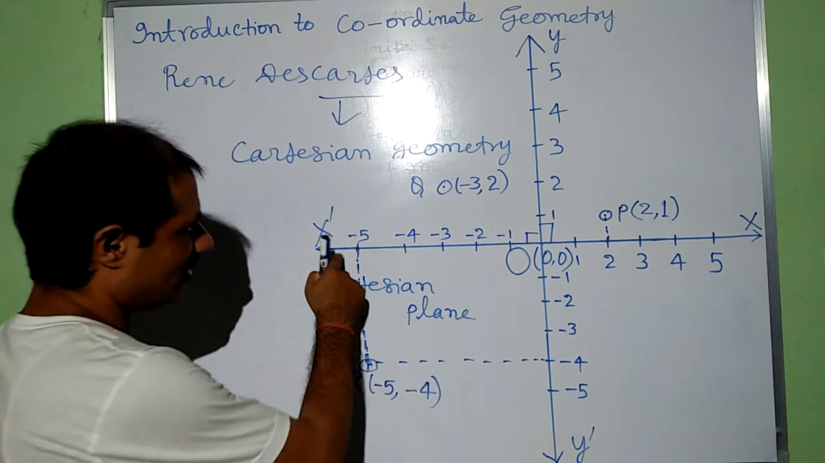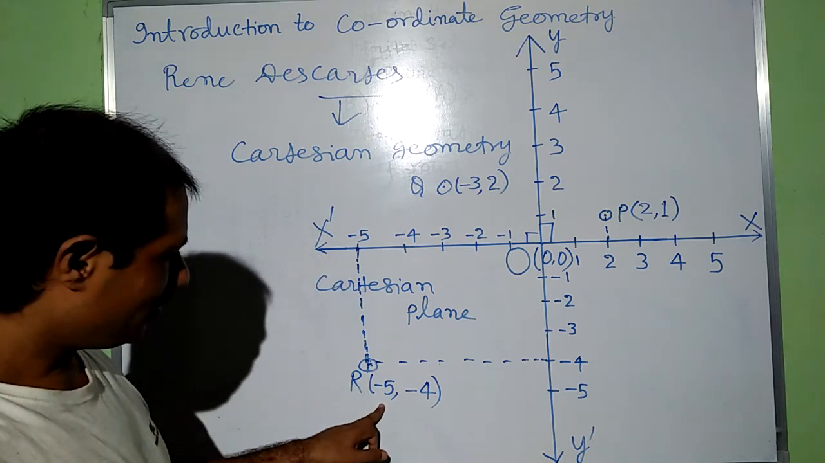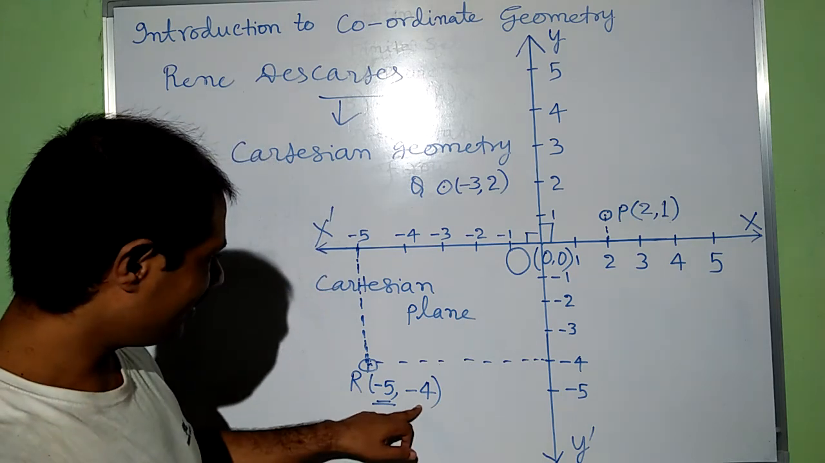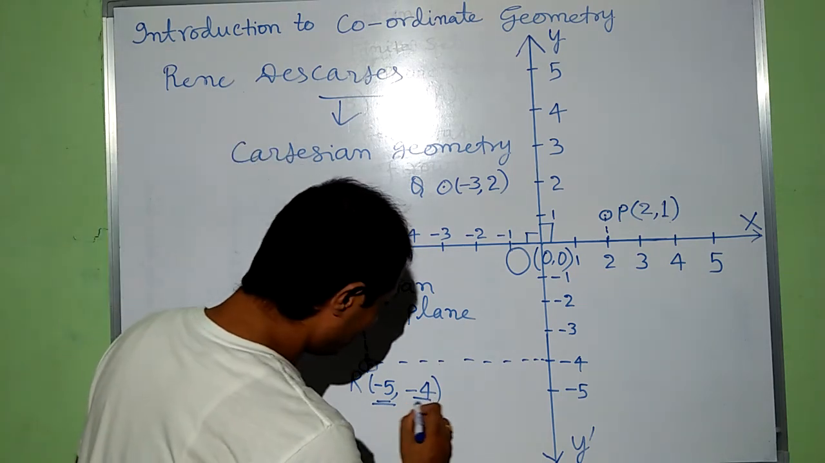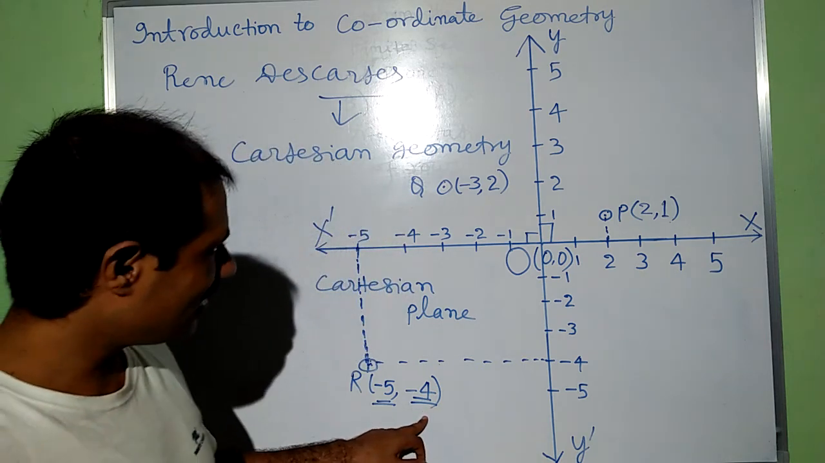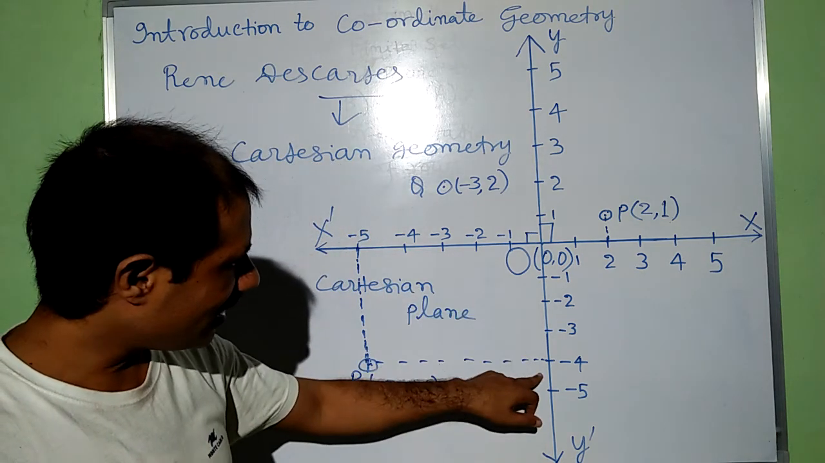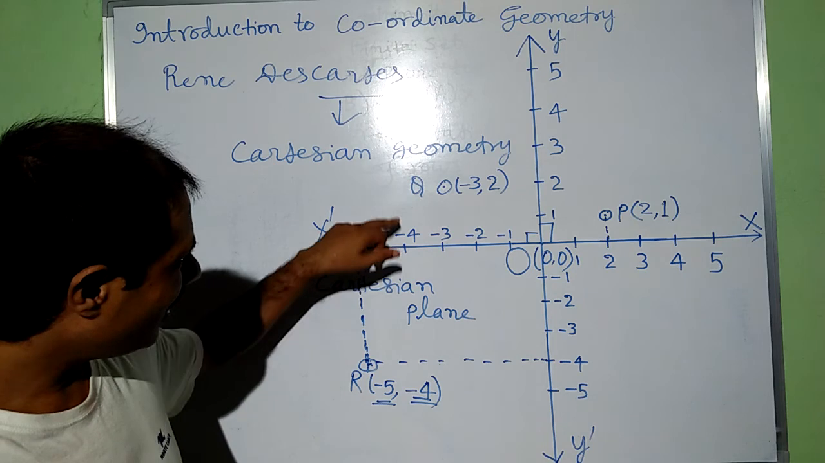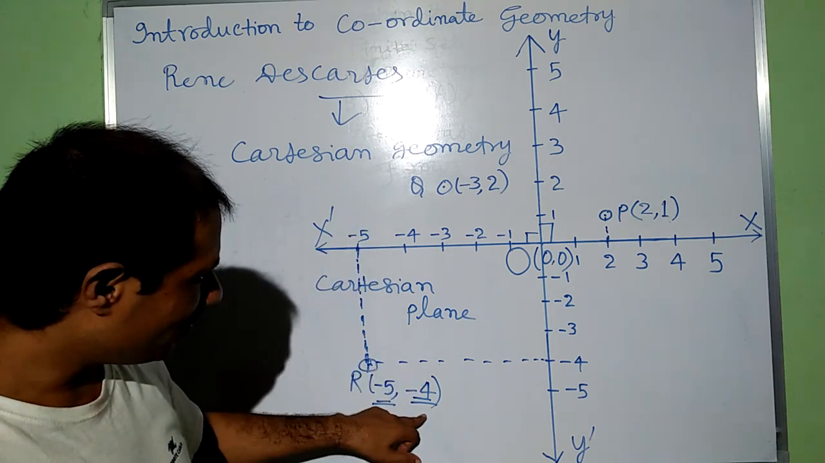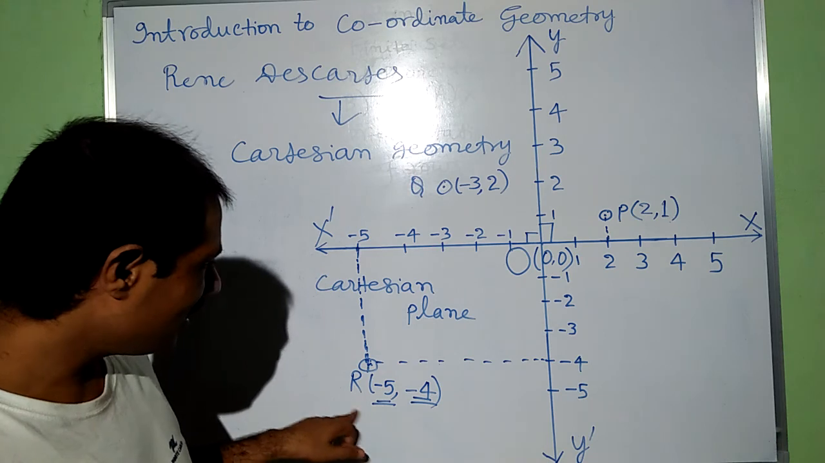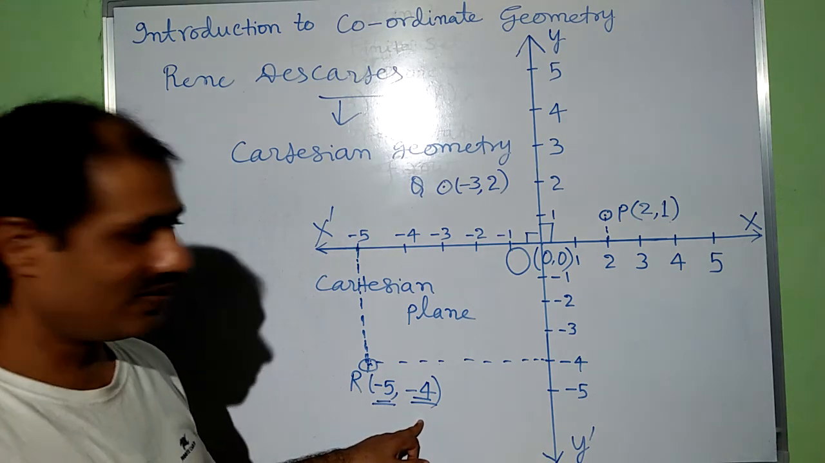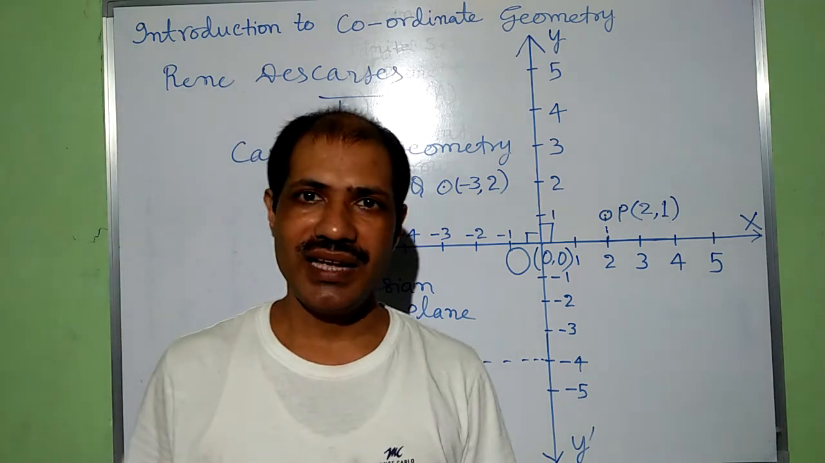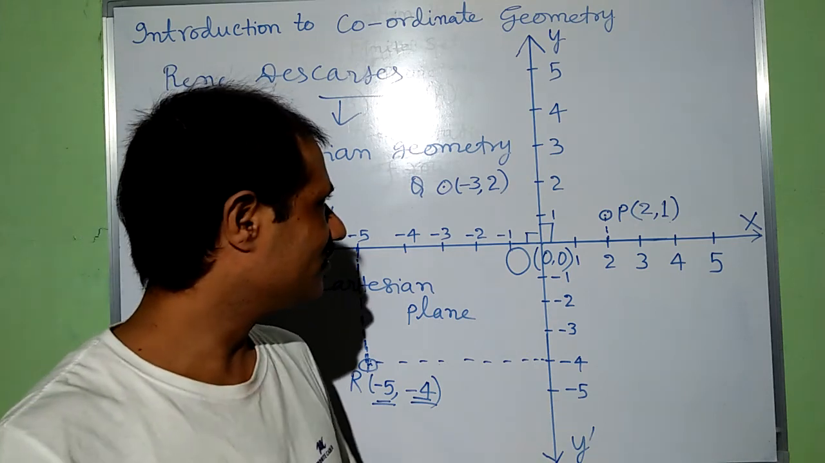This is the first coordinate, the first element, the x-coordinate: -5. This is the second element, called the y-coordinate, the distance along the y-axis or perpendicular distance from the x-axis. Together this is an ordered pair. With the help of an ordered pair, we can represent any point in a plane.